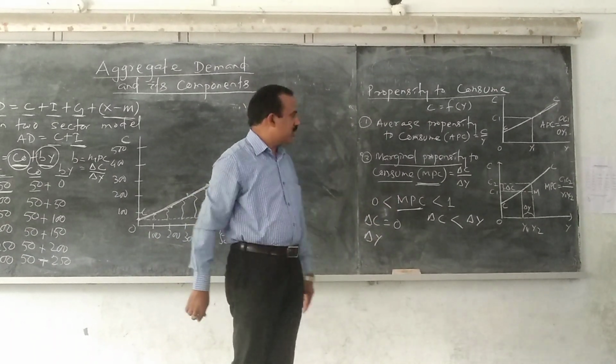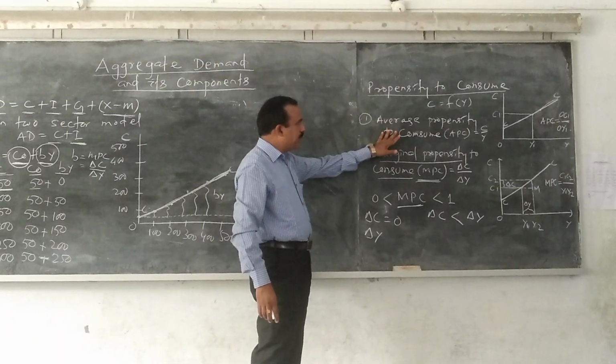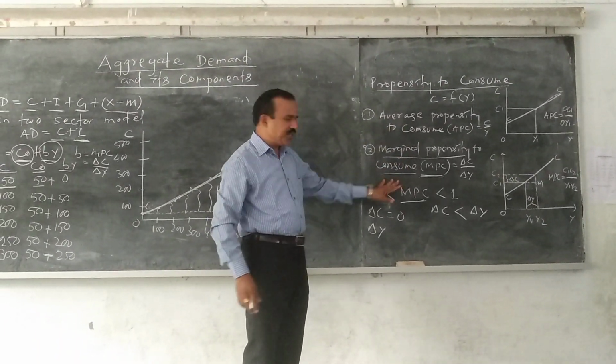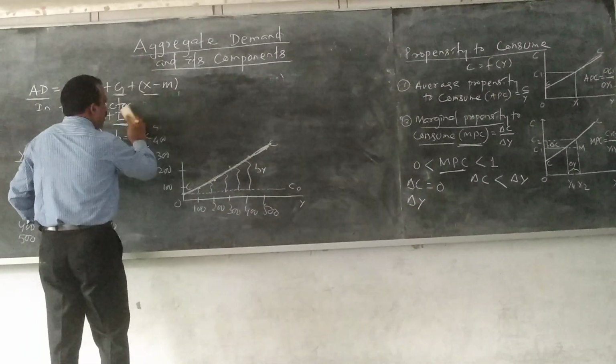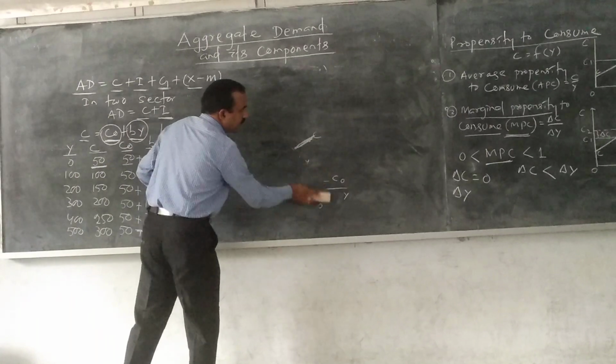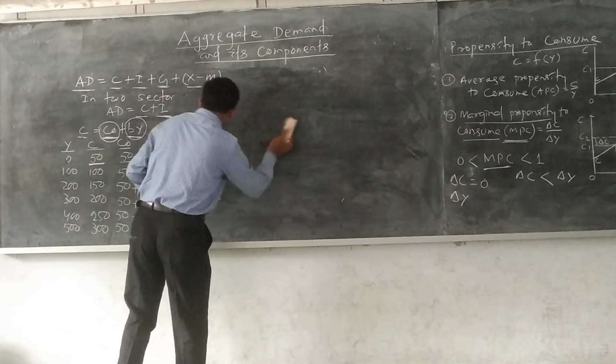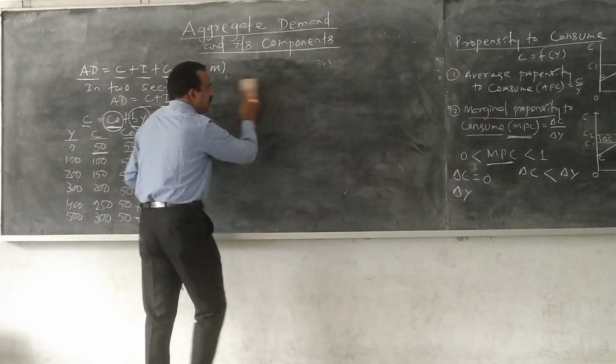So this is the concept of APC and MPC. Now we will be discussing the various components of consumption expenditure.